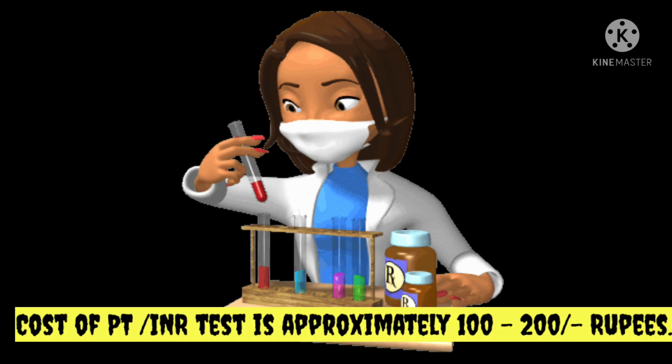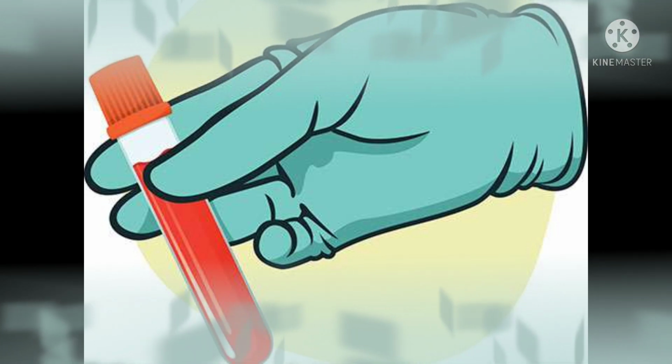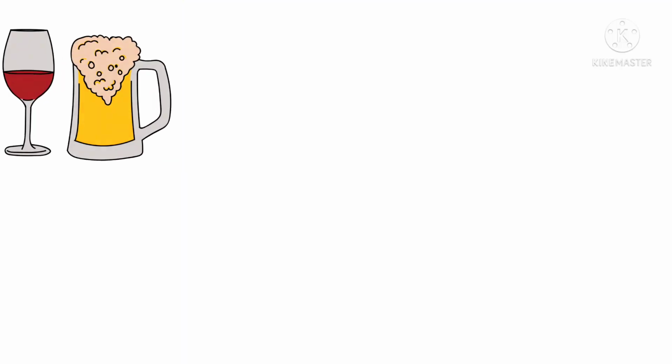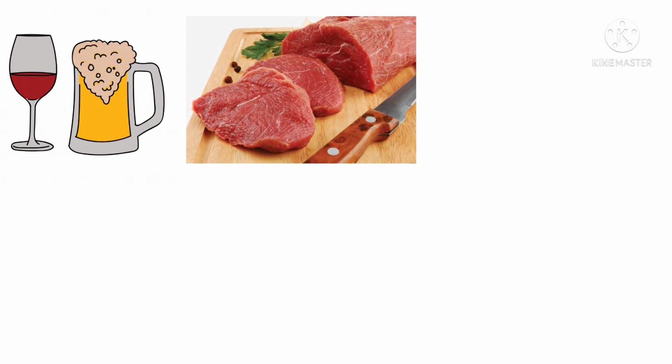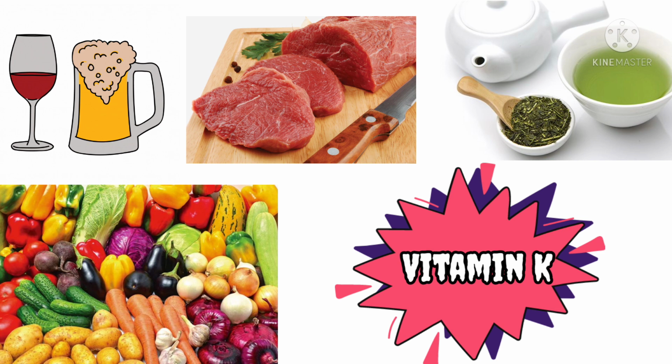The cost of this test is approximately 100 to 200 rupees. Most importantly, before undergoing the PT-INR test, the person should avoid taking alcohol, beef, pork, green tea and green leafy vegetables. The reason behind this is that these ingredients are loaded with vitamin K, which may give wrong results. Now we'll see in what conditions the PT-INR values are increased.